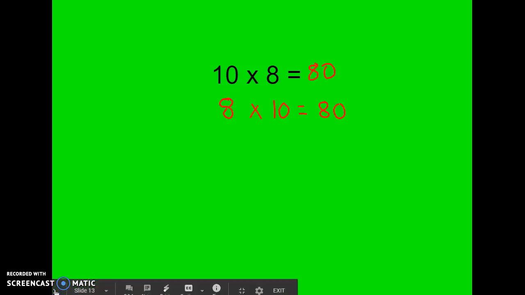Okay, can you see what I've done? I have switched the numbers around. I know that even if I do 8 times 10, I will still get to 80. 10 times 8 is 80, 8 times 10 is 80. Do you remember that word, commutative? Can you say it? Commutative. It doesn't matter which way round you do the numbers, you'll still get the same answer. So I'm going to count 8 lots of 10. 10, 20, 30, 40, 50, 60, 70, 80. That was 8 lots of 10, okay? And the answer is 80. Remember, you can draw a picture to help you.